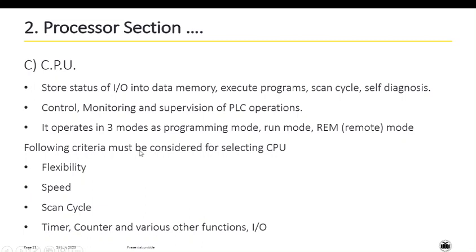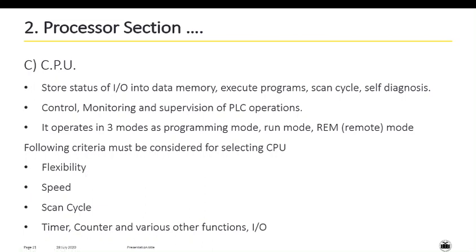Okay, so different CPUs are there in the PLC. So how to select this CPU? That could be the question in your mind. So just select the appropriate PLC, a small, medium, large, or any kind of PLC. What you have to look at? You have to look at the flexibility of the CPU. Okay, what is the flexibility?